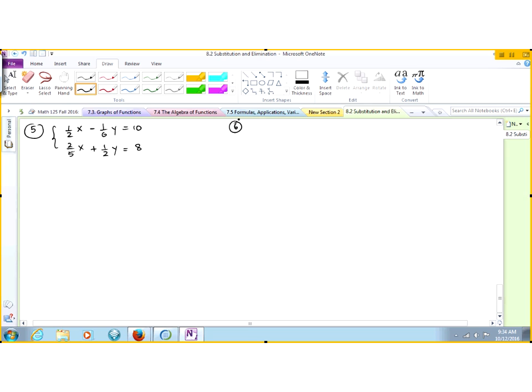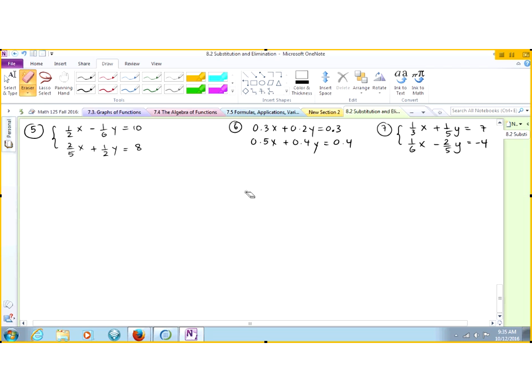Now, number 6, what about if we have 0.3x plus 0.2y is equal to 0.3, and then 0.5x plus 0.4y is equal to 0.4. So I'm going to have to copy number 7 to a different page because I don't think we have enough space. Number 7: 1/3 x plus 1/5 y is equal to 7. 1/6 x minus 2/5 y equals negative. So give some space, and then I'd like you to work on it.